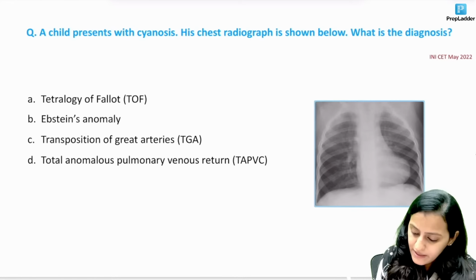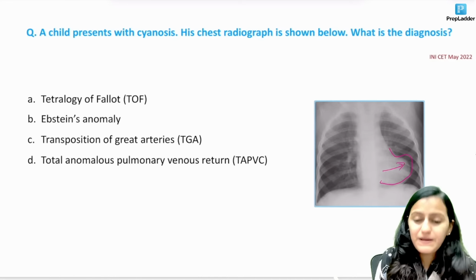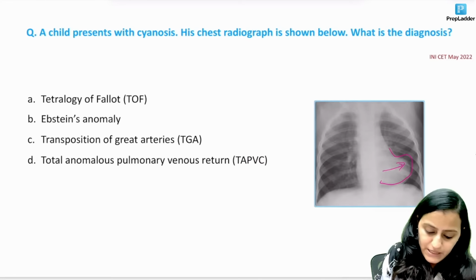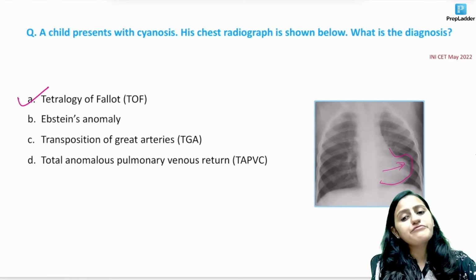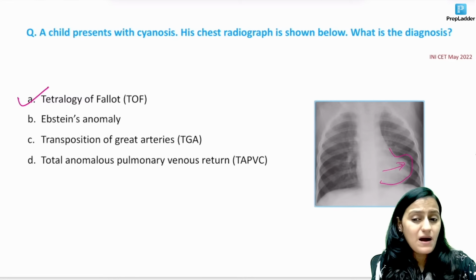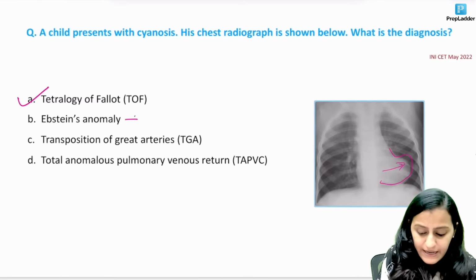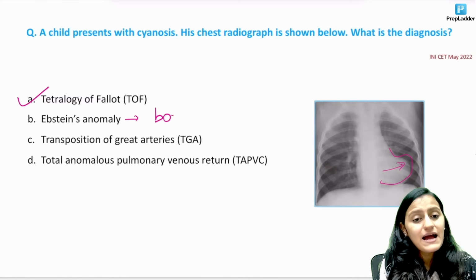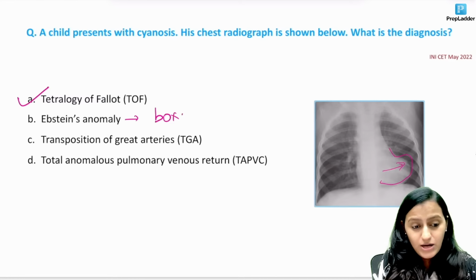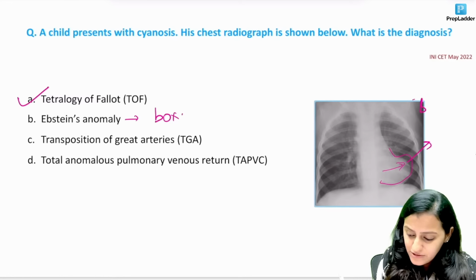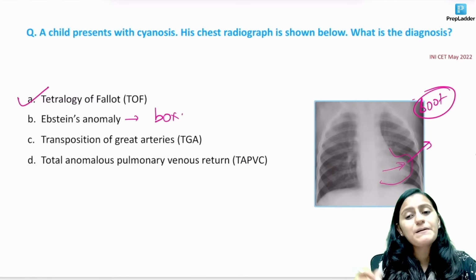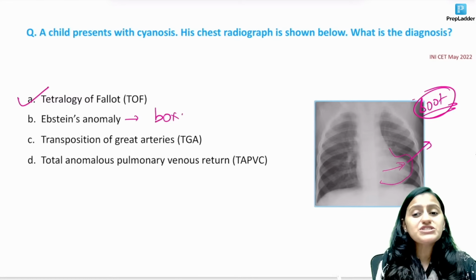What is this one here? The heart apex going upwards. This is going to be tetralogy of Fallot. Okay, the boot-shaped heart is tetralogy of Fallot. Ebstein anomaly seen with lithium has a box shape. In tetralogy of Fallot, this is a boot-shaped heart. The apex going up. This is a boot-shaped heart.